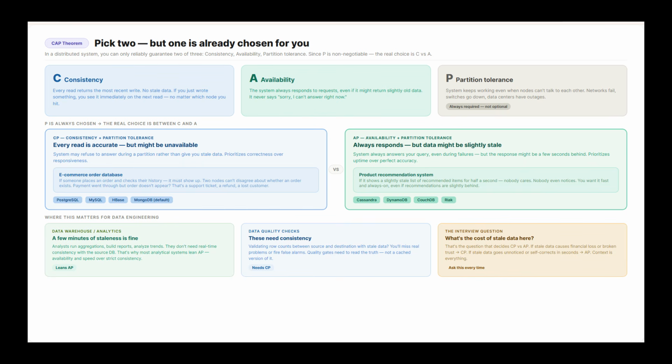But your data quality checks, those need consistency. If you're validating that row counts match between source and destination and you're reading stale data, you'll either miss real problems or fire false alarms. Context matters. The question to ask in an interview is, what's the cost of stale data in this specific context?